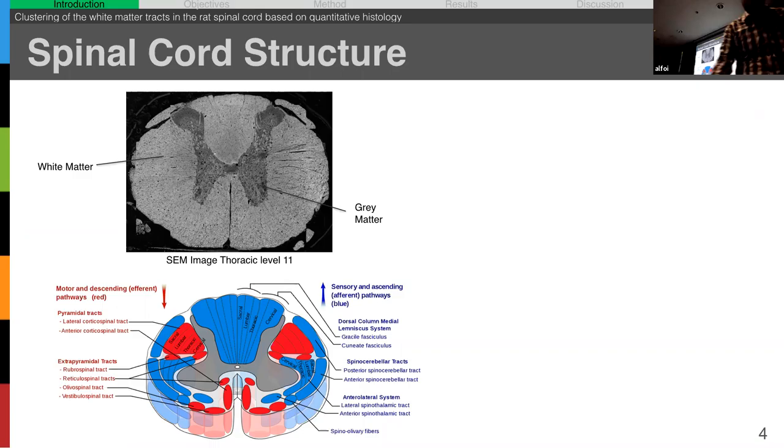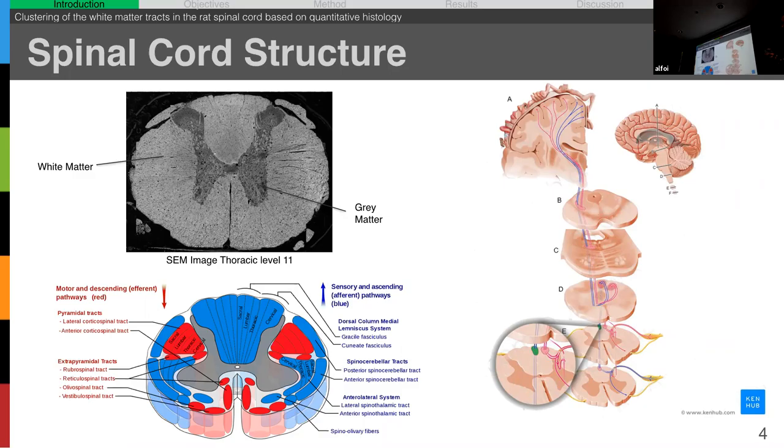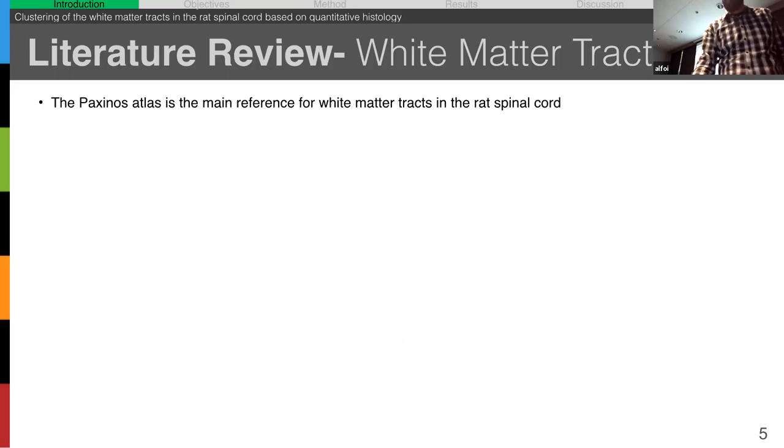And then we also have the motor or descending pathways. These pathways carry the information that the brain transmits to the body for movement or locomotion. Just as an example, we'll see that the tracts ascend throughout the spinal cord to the brain. So, just a visual representation.